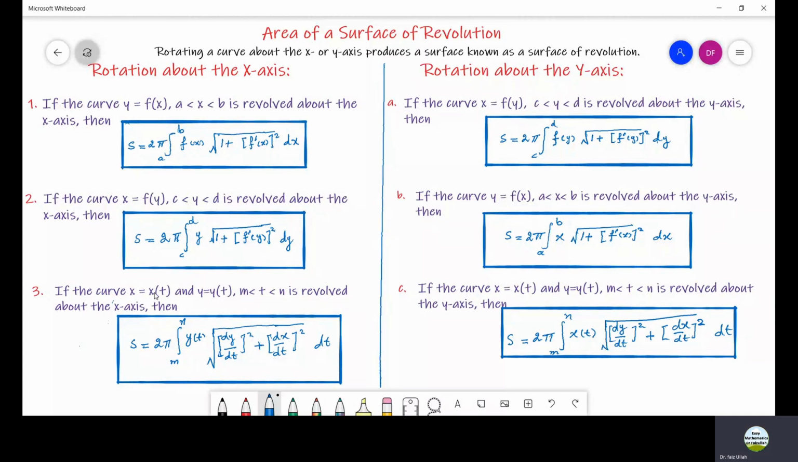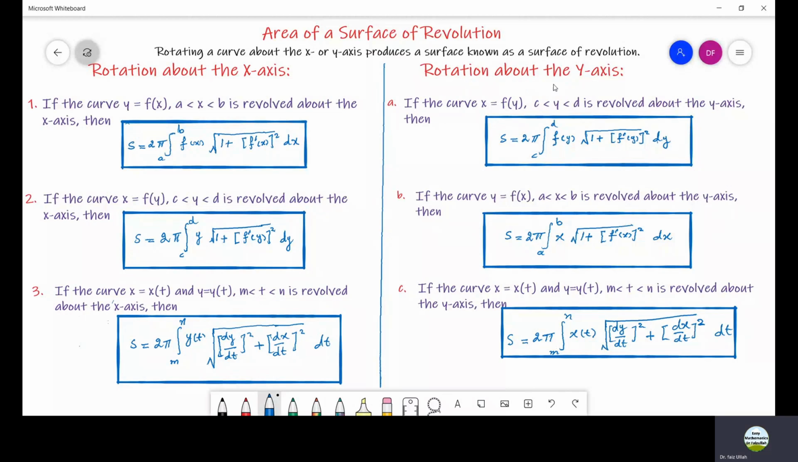Now, if we are given the parametric equations, where x is equal to x of t and y is equal to y of t, and t is between m and n, and we are rotating about the same x-axis, in that case, we shall use this formula. Now, y of t will be given. We differentiate y with respect to t and take its square, differentiate x with respect to t and take its square. Plugging the values in this formula, we can get the surface area.